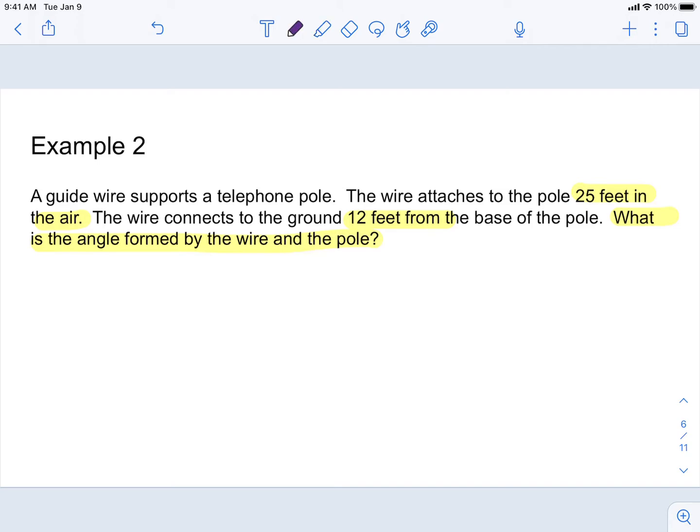All right, so for this one, set up just a generic looking right triangle again. It says the wire attaches to the pole 25 feet in the air. That is a vertical measurement. Then the wire connects to the ground 12 feet from the base of the pole. 12 feet from, that's our horizontal measurement.